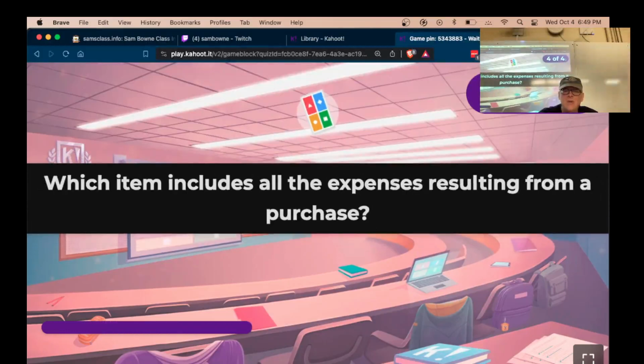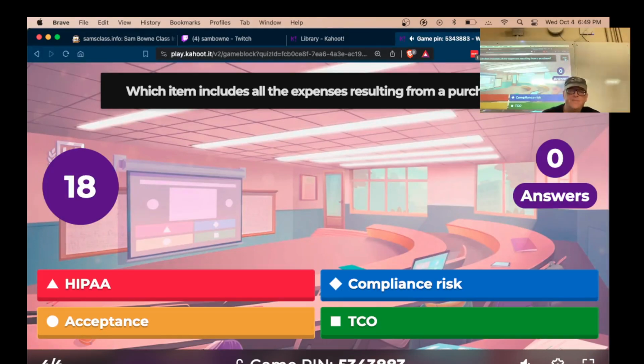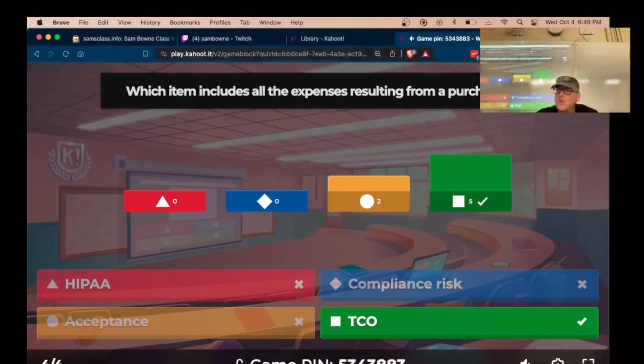All right, which item includes all the expenses resulting from a purchase? That's total cost of ownership. When you buy something, it's more than the purchase price, it's all these other costs that you're going to end up having to pay. Now you're using that thing in your business. This is what you consider total cost of ownership when deciding whether it's really worth buying some gadget.